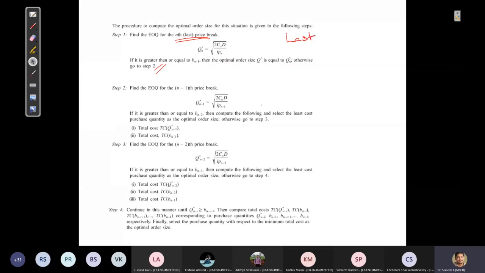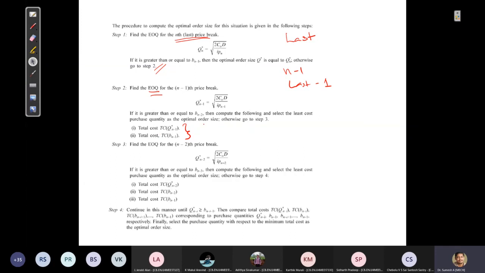If it is not satisfied, go for n minus 1, that is last minus 1. So for last minus 1, you can check the EOQ and check whether the order quantity lies in that range or not. If it is lying in that range, compare the total cost for 2 things.